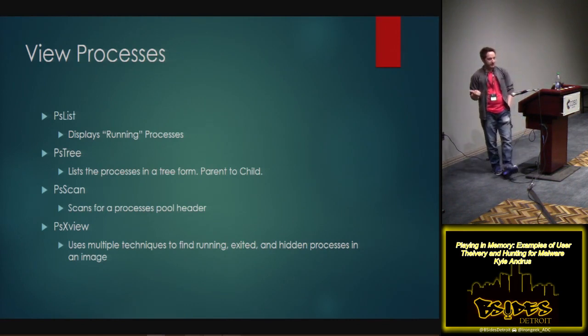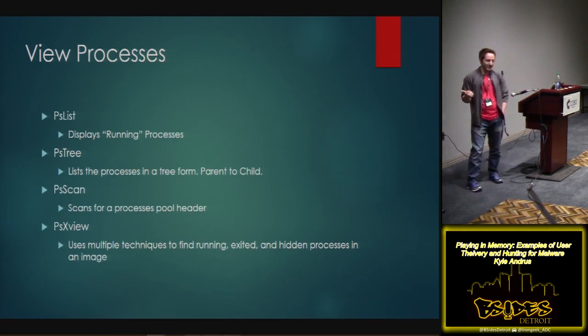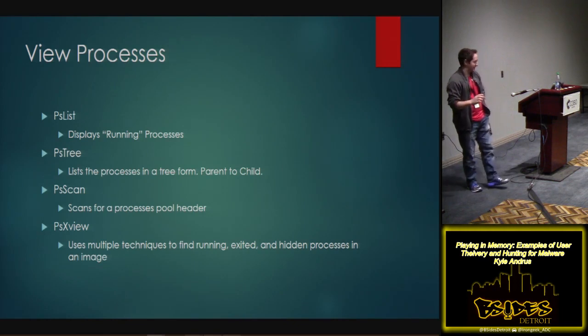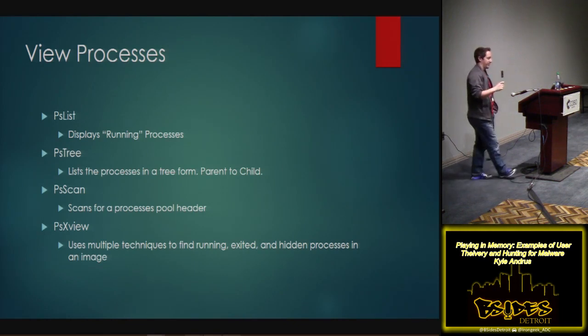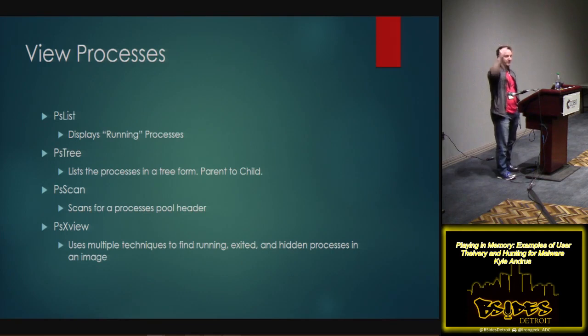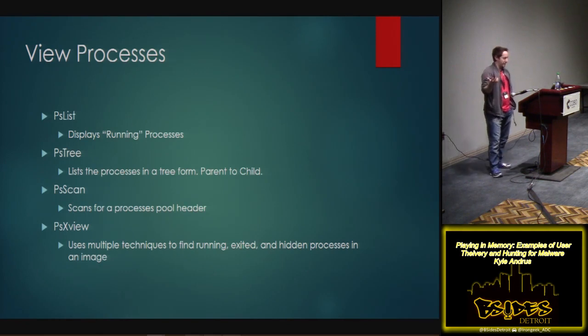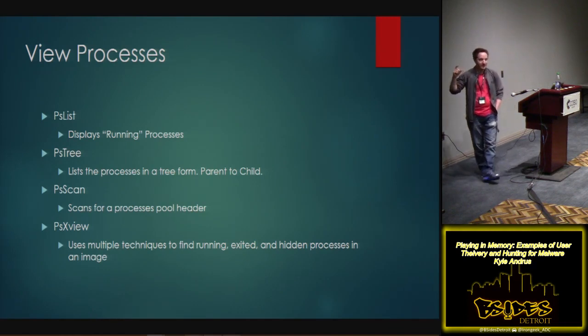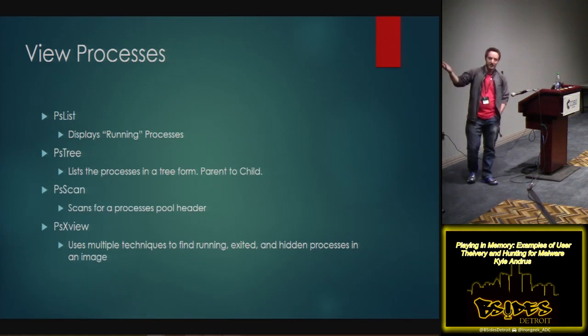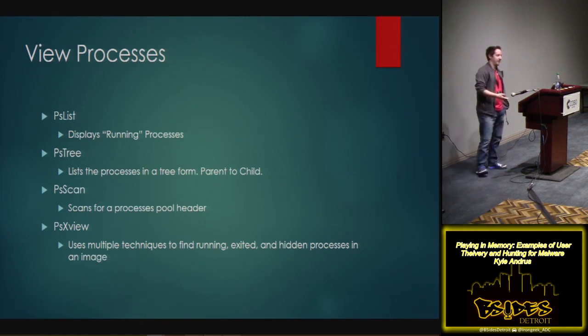PSScan, on the other hand, doesn't look at the kernel debugger block or any of that, or the process block. It actually has a pool scanner that will go through the memory image from top to bottom, looking for any of those EPROCESS structures. And then it'll print them out. So if someone, for example, was trying to hide their process on the operating system, they could remove it out of that EPROCESS doubly linked list, and you go to Task Manager and it wouldn't be there. It would also not be there in PSList. But if you did PSScan, it would show up.